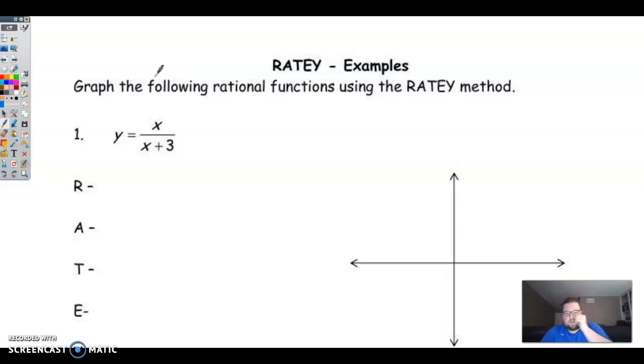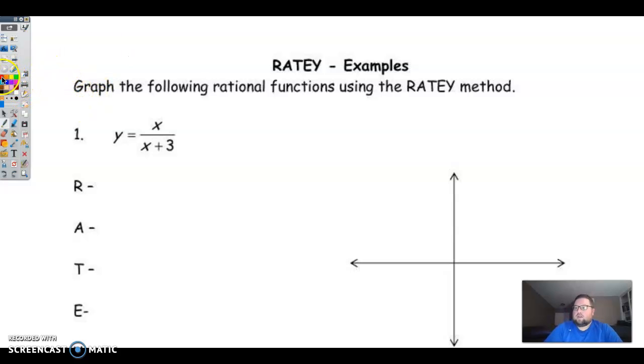All right, and so the method we use is called RATEY. That's an acronym, and it just helps you remember what are all the important things you need to know to be able to graph these. I've provided in Google Classroom a sheet that has an in-depth explanation of what each letter means and why it is. Here I'm going to briefly go over it on this first example, and then we'll just kind of roll from there.